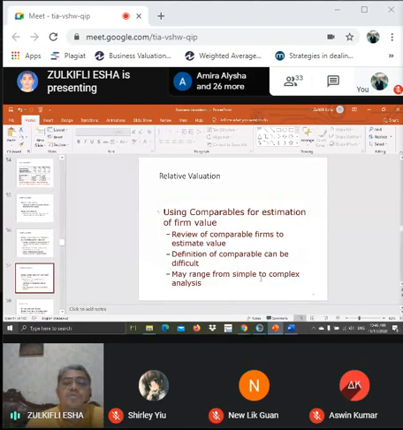Using comparables for estimation of a firm value. So again, this is the same process. If you are using a comparison method in valuing a real estate, you need to review all the comparables before you can derive to the value for your subject company. Definition of comparable can be difficult, may range from simple to complex analysis.